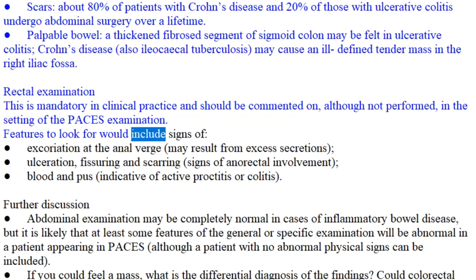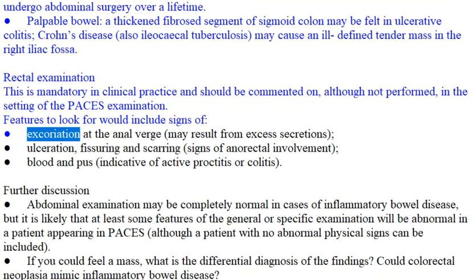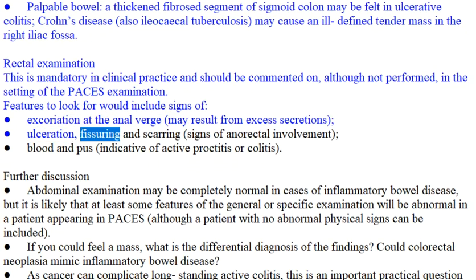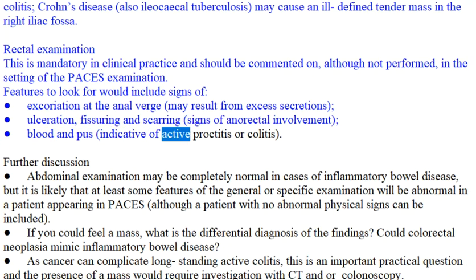Features to look for would include signs of excoriation at the anal verge, which may result from excess secretions. Ulceration, fissuring, and scarring: signs of anorectal involvement. Blood and pus, indicative of active proctitis or colitis.